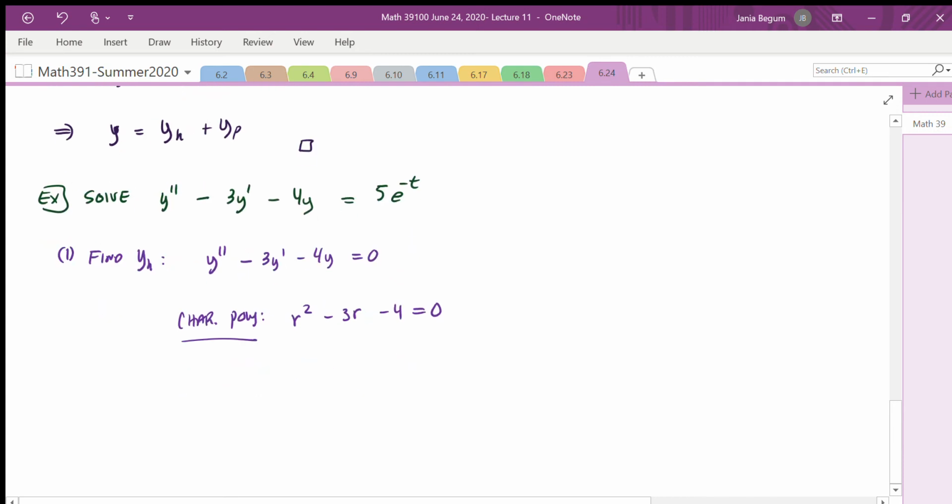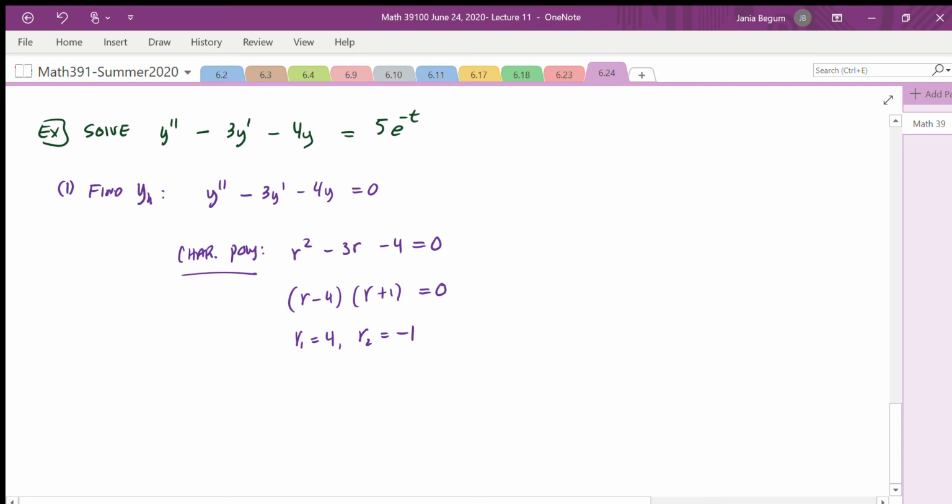And now here you can run into any of those three cases that we studied. Now this one looks nicely factorable. So we have r minus 4, r plus 1 equals 0. So we have distinct roots: r1 is 4, r2 is negative 1. That's nice and neat. So our homogeneous solution is going to be c1 e to the 4t plus c2 e to the negative t. So that's yh.